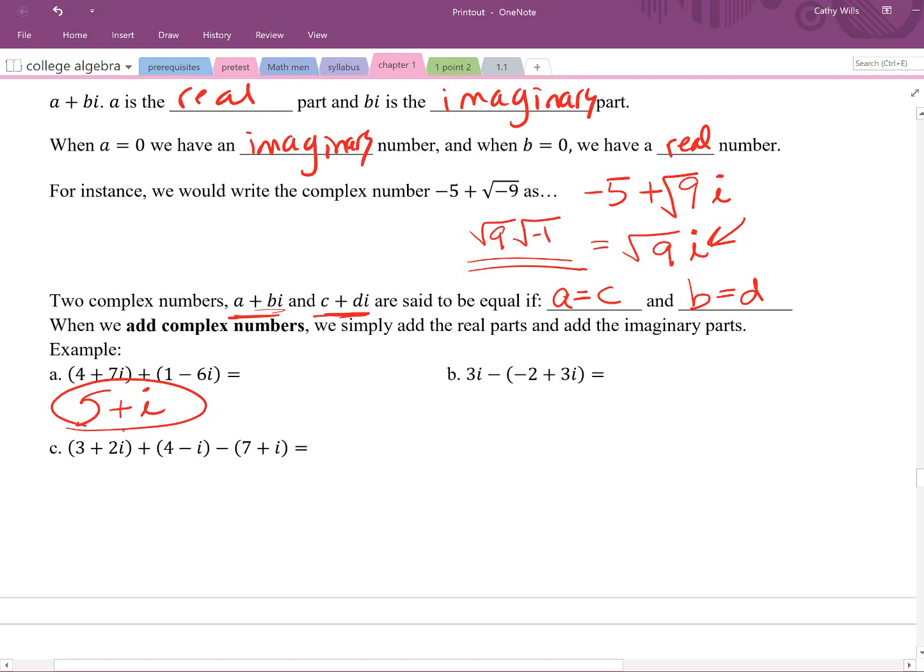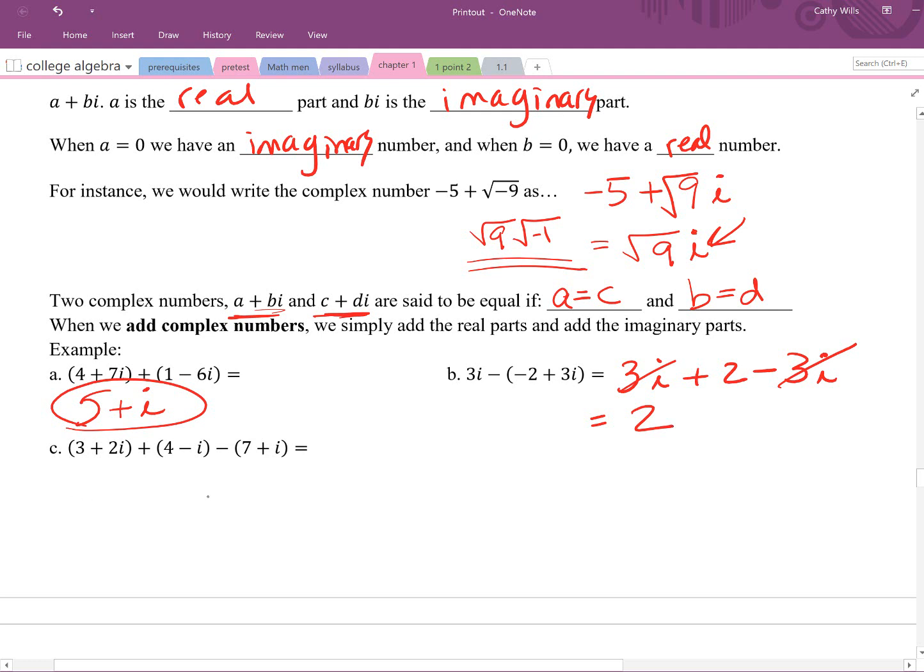Here, 3i minus the quantity negative 2 plus 3i. You have to distribute the negative sign just the same way you would do if these were x's instead of i's. So 3i plus 2 minus 3i. And you can see 3i minus 3i is just 0, so we get 2.